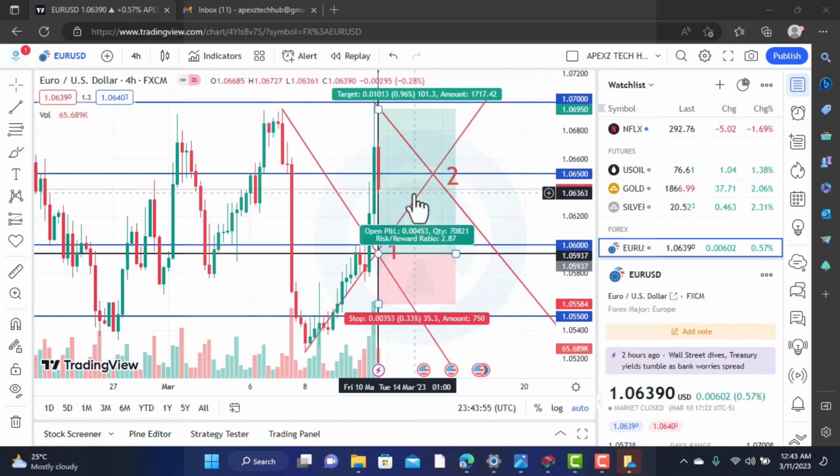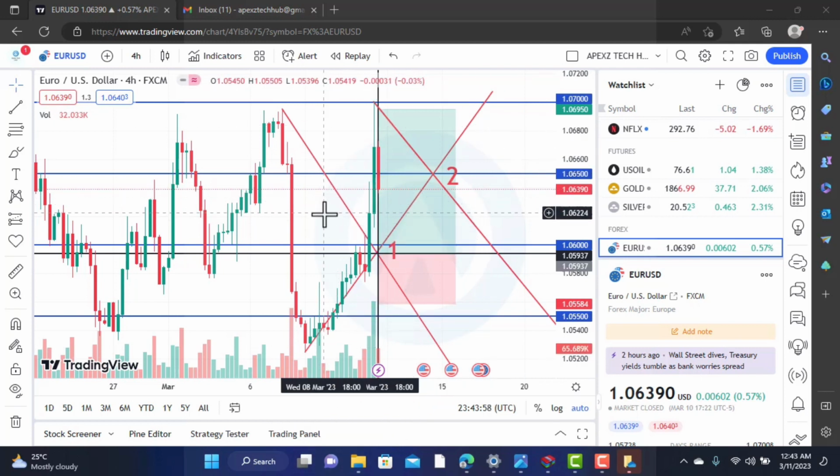You can use the same pattern to analyze your GU, your gold, and any other pair in the market.